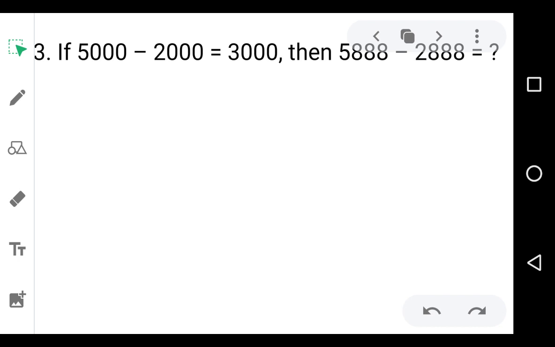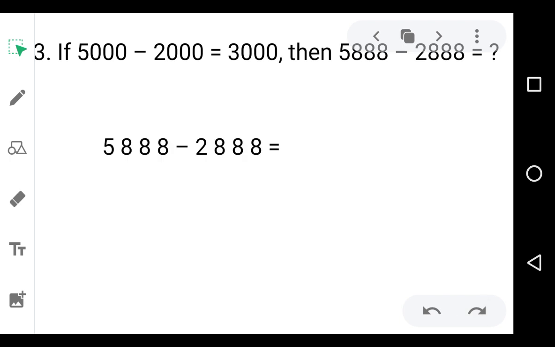Question number 3. If 5,000 minus 2,000 equal to 3,000, then 5,888 minus 2,888 equal to what? So here it gives, if we subtract 2,000 from 5,000, we get 3,000. So if we subtract 2,888 from 5,888, what do we get?